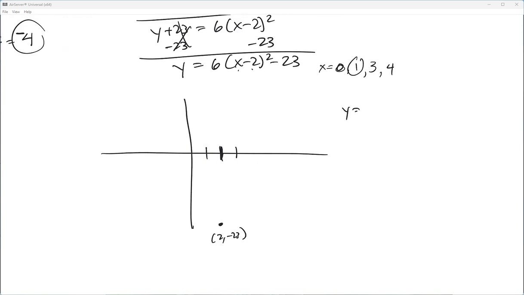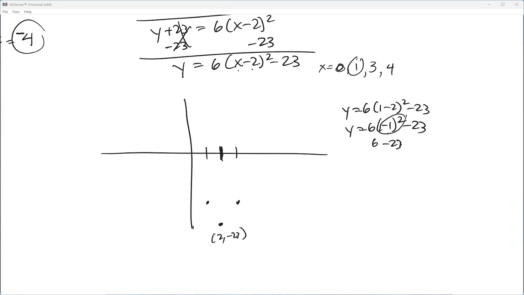So y is equal to 6, and then 1 minus 2 squared minus 23. So y is equal to 6, and then negative 1 squared minus 23. This is 1, 6 times 1 minus 23. So that will be 6 minus 23, which would be negative 17. So at 1, negative 17, and at 3, negative 17.